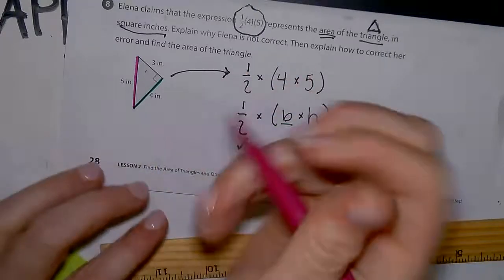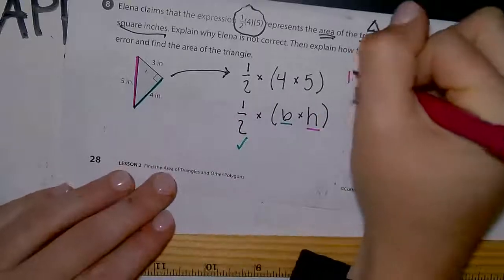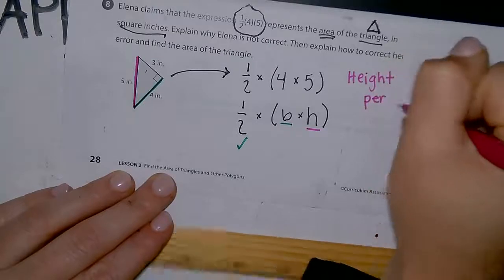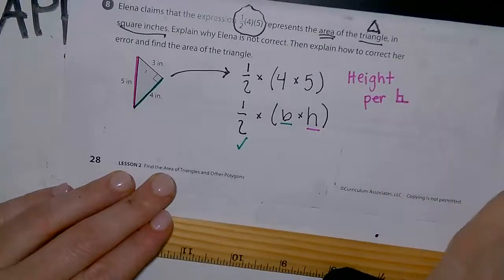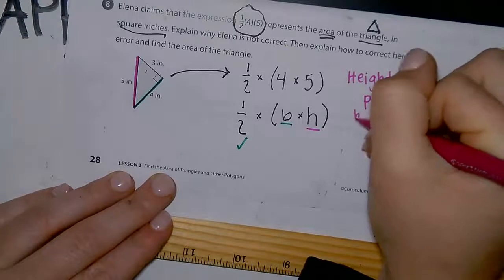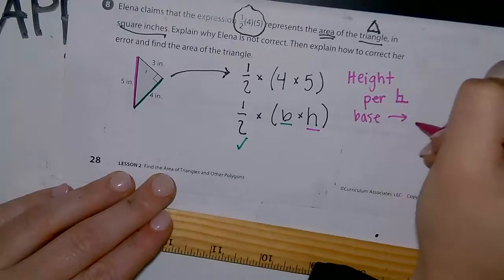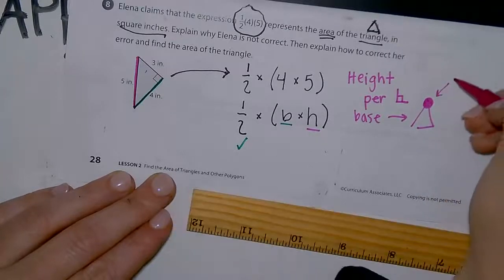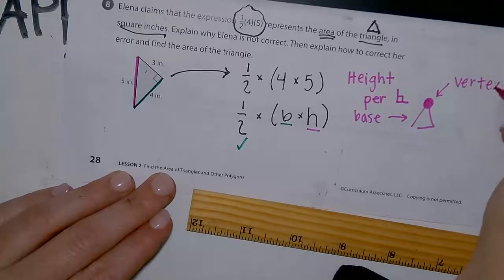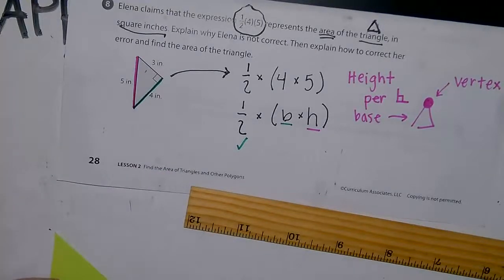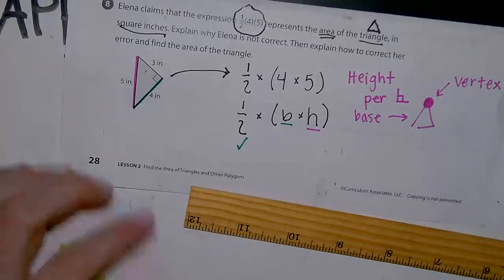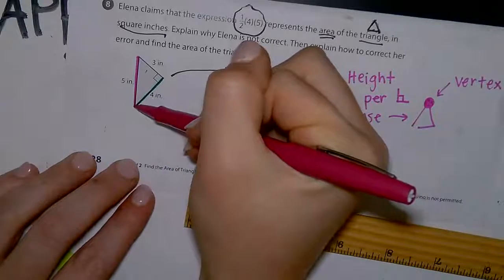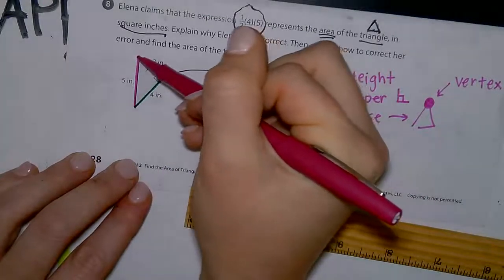Let's look. I know that to find the height of a triangle, I need a perpendicular line that makes a right angle that goes from the base to the opposite vertex. Remember, the vertex is a corner of a triangle or any shape. So I need a line that goes from the base to the opposite vertex. If this is her base, let's see. She has a line that goes from the base to the opposite vertex.